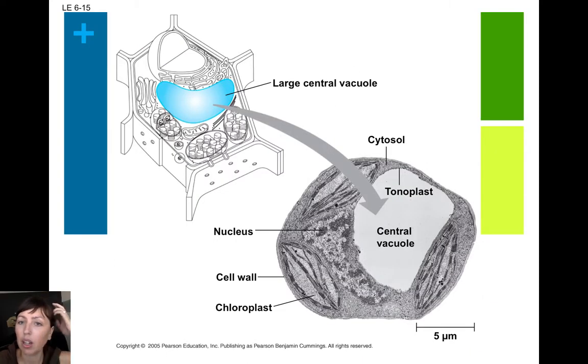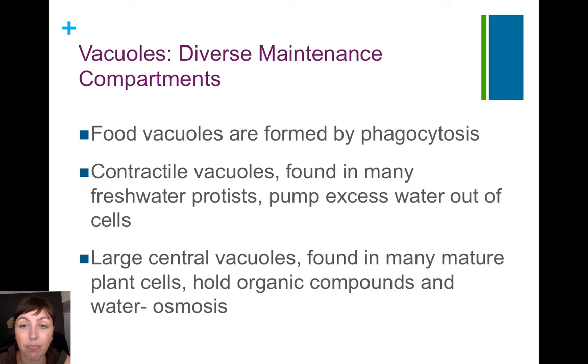So here you can see the large central vacuole. If you look at the bottom picture, you see the nucleus, the cell wall, and the chloroplast, and the largest structure by far is the central vacuole. Food vacuoles are formed by phagocytosis. There are contractile vacuoles found in many freshwater protists, which pump excess water out of the cells, and this actually helps them to move. Large central vacuoles are found in many mature plant cells, and they hold organic compounds and water.